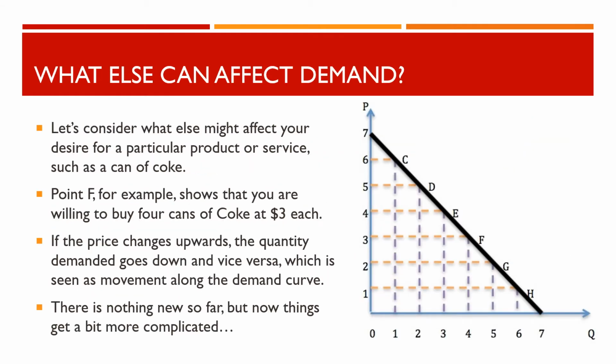Let's consider what else might affect your desire for a particular product or service, such as a can of Coke. Point F, for example, shows that you are willing to buy 4 cans of Coke at $3 each. If the price changes upwards, the quantity demanded goes down, and vice versa, which is seen as movement along the demand curve. There is nothing new so far, but now things get a bit more complicated.